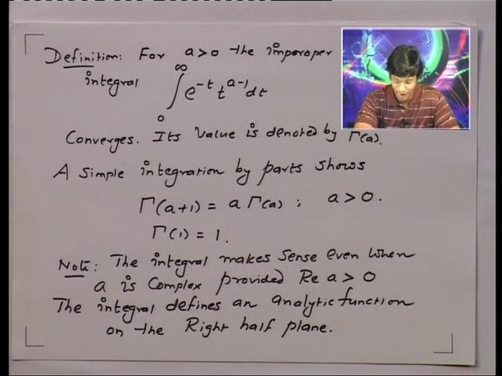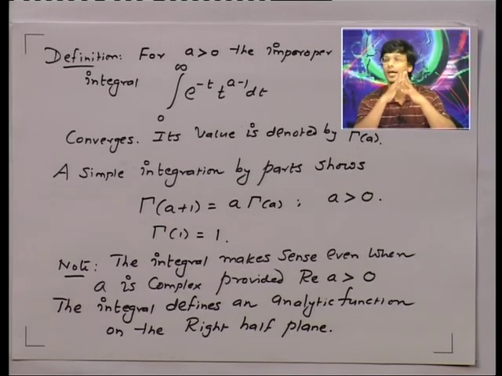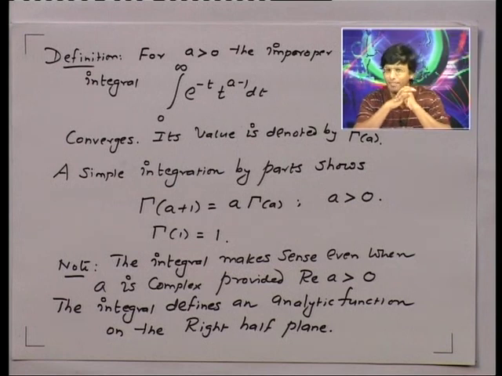Now, suppose I allow a to be a complex number, then what do I do? Let us discuss absolute convergence of the integral. Take absolute values: e to the power minus t, t to the power a minus 1. What is the absolute value of t to the power a minus 1? You have to go back to the definition of t to the power a. What is the definition of t to the power a? Exponential of a log t.